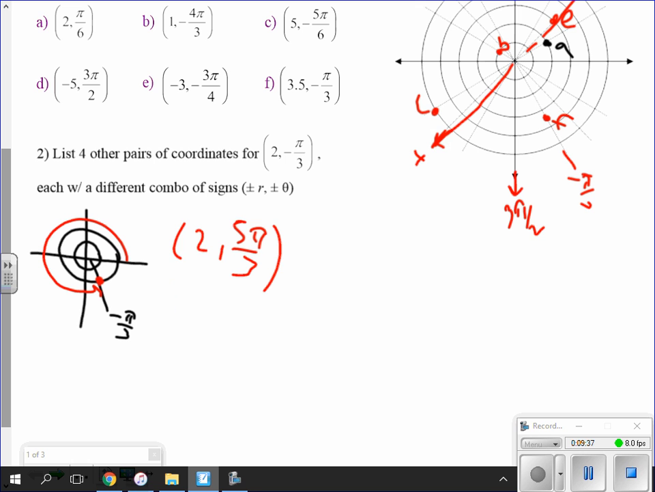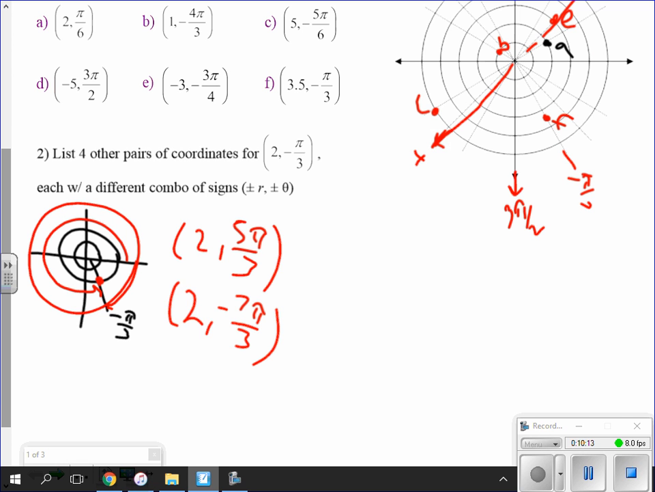And I can do 2 again. And I can still go in the negative direction and still get another angle that gives me the negative pi over 3. I just go, okay, I'm going to go all the way around and a little bit more to get me negative 7 pi over 3. It's still the same point. Still the same distance out. I get the same angle for both of them.